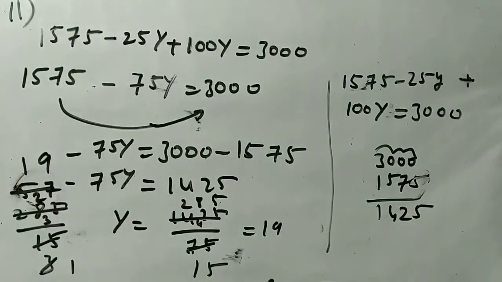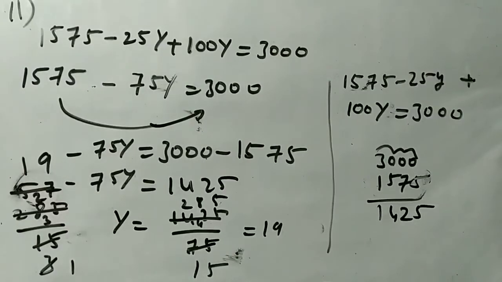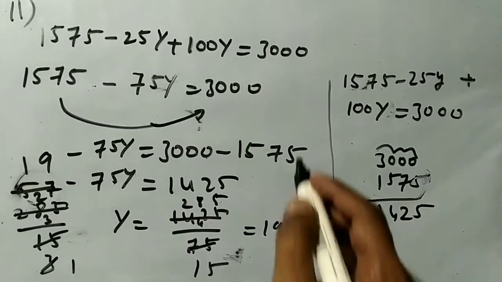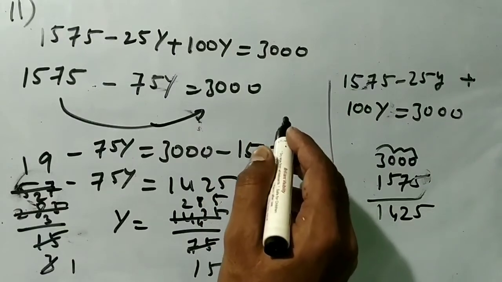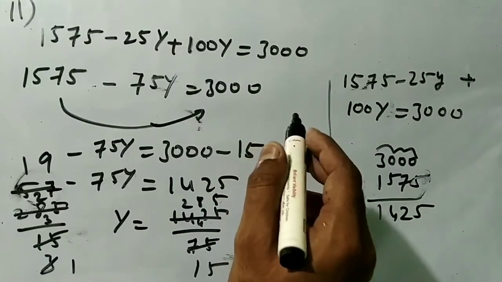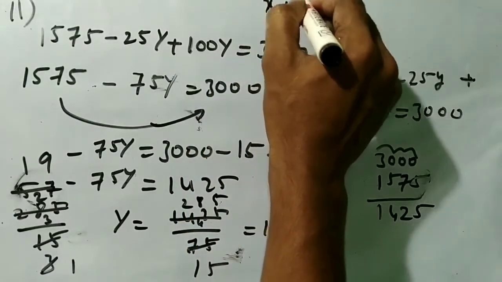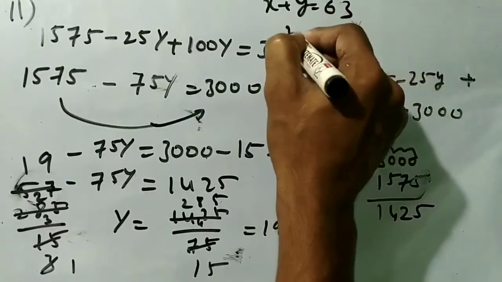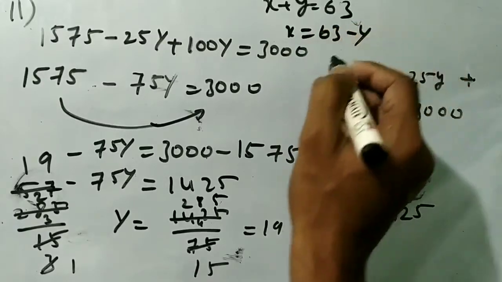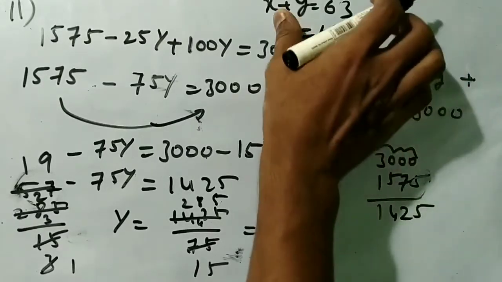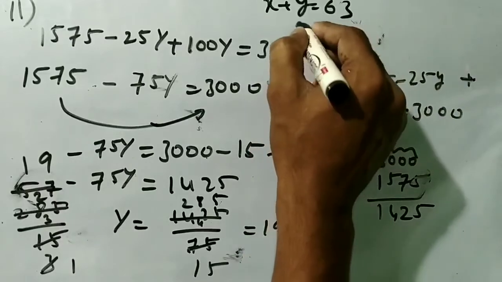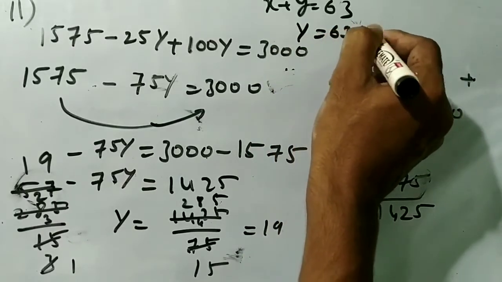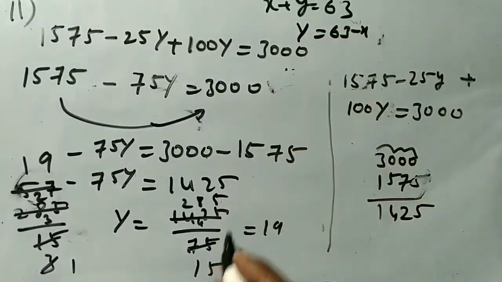So this is the problem, and we can do this problem in a different manner also. In another method, in the beginning we have taken x plus y is equal to 63, and we got x is equal to 63 minus y. Instead of x equal to 63 minus y, we can take y is equal to 63 minus x, which becomes more simple.